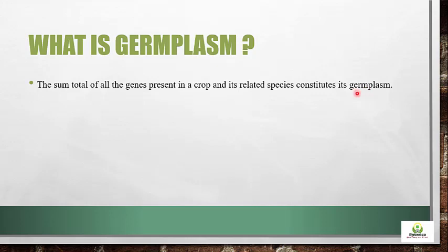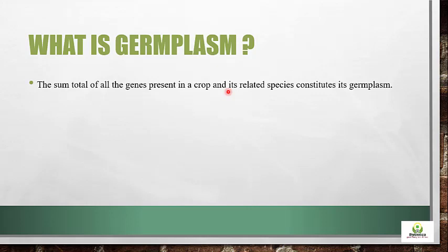So for example, what is germplasm? In the first definition we have discussed, it is the sum total of all the genes which are present in a crop. For example, if we are going to conserve a crop, for example the wheat crop, or Cicer arietinum, that is the gram plant, it is also a crop, or any other crop which we are going to preserve.